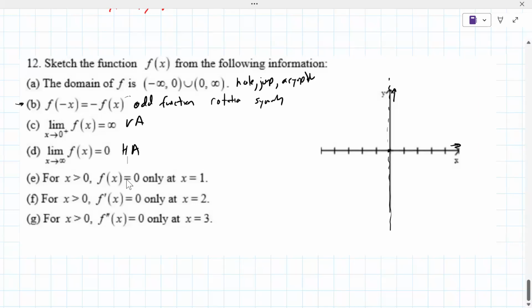All right, now it says f of x equals zero only at x equals one. So that's a point. That's the important thing here. f prime of x equals zero only at x equals two. What does it mean when the derivative is zero? It's got a horizontal tangent. We don't know whether it's a min or a max or neither, but something's going on there. And then f double prime of x equals zero only at x equals three. That's a possible inflection point.